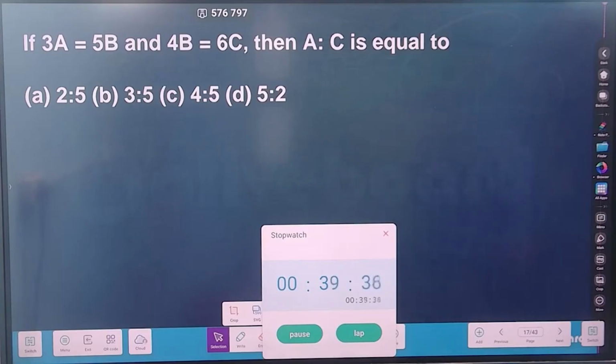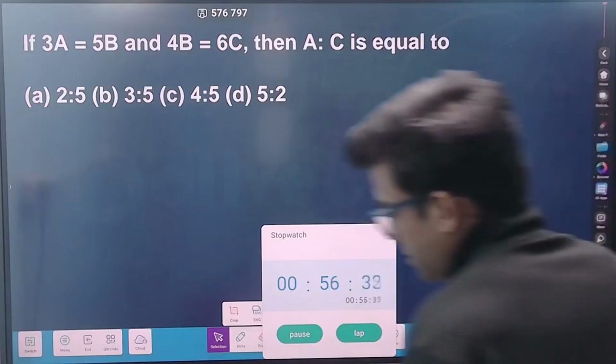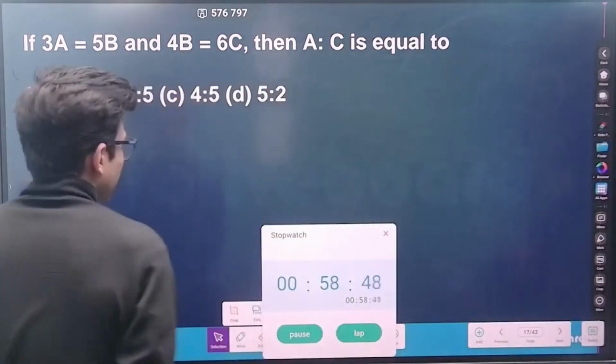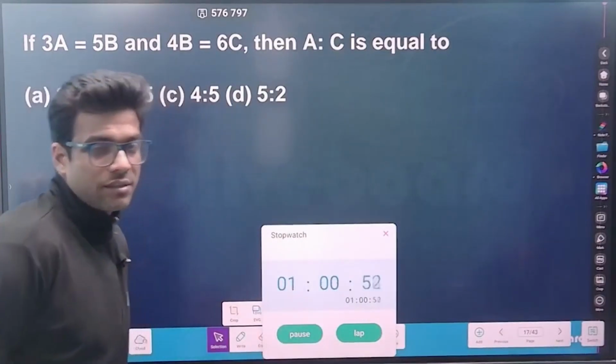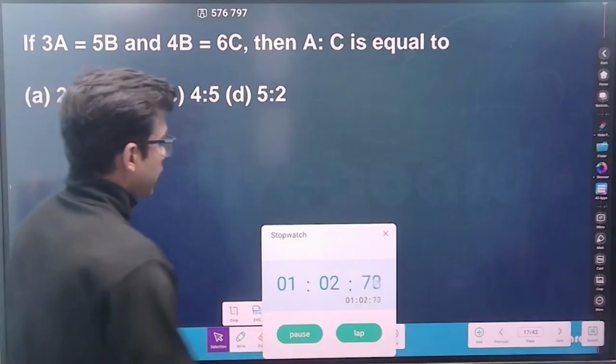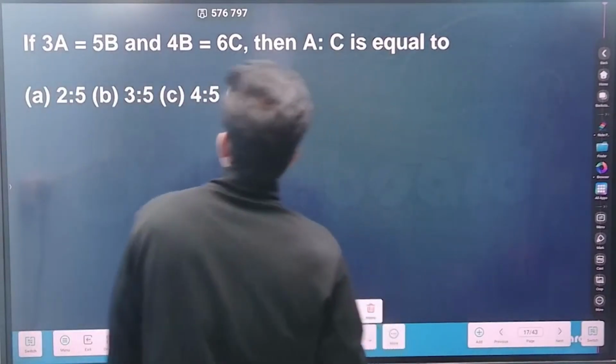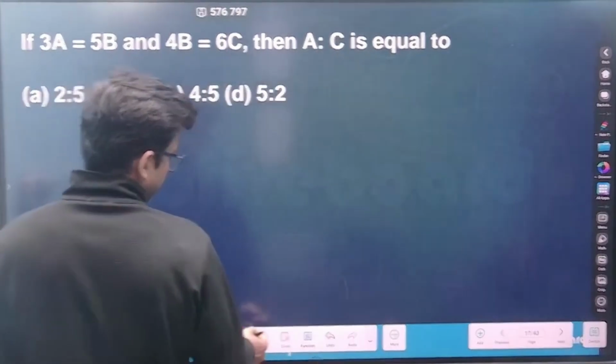Anyone in the class wanna try? I think such kinds of questions, according to me, do not require more than 30 seconds, but I've given you the time of 1 minute. So I'll go and solve it myself. Okay. So you can see here, how can we solve this question?